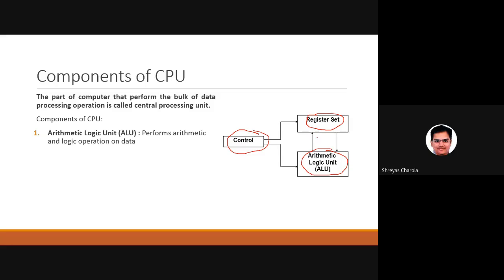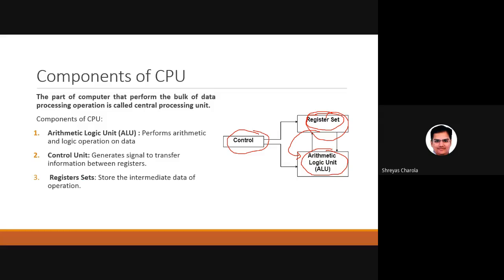I have a bunch of data that should be processed in the ALU, and that's why we call it a central processing unit, and it also controls which data need to be added, which data we do the AND operation or OR operation, any kind of operations. So the arithmetic logical unit performs the arithmetic and logical operations on the data, and the control unit generates signals to transfer the information between the registers. The registers are always used to store the data temporarily.